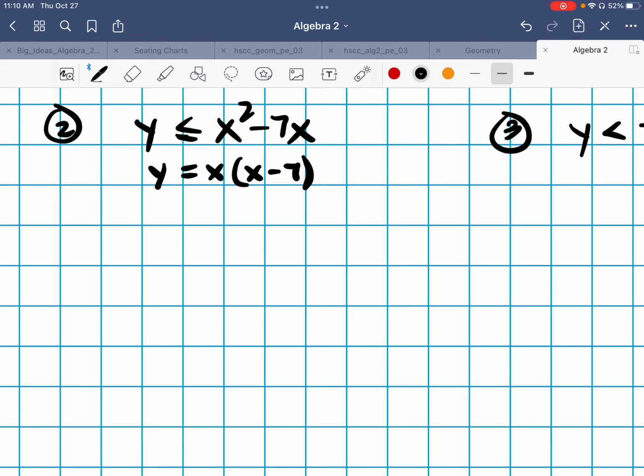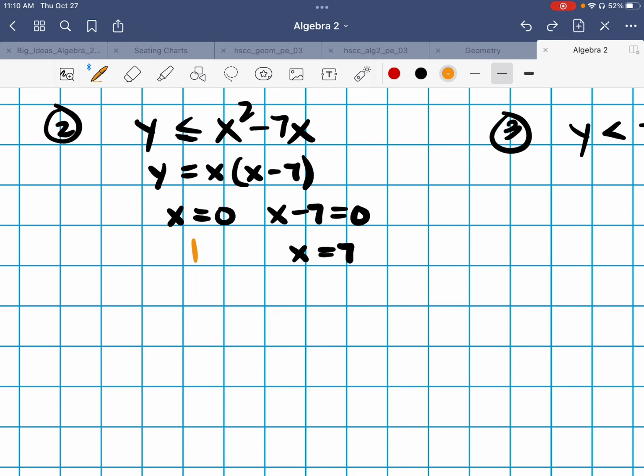Factoring out the GCF of x allows us to find our x-intercepts. Using the zero product property, x is equal to 0, and x minus 7 is equal to 0. X is going to equal 7 if I add 7 to both sides, and I now have my two x-intercepts, also known as your p and your q from the textbook.